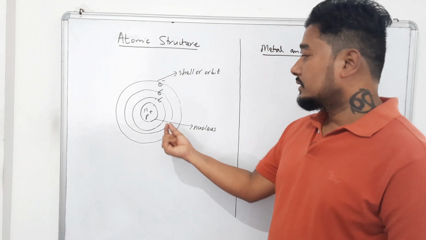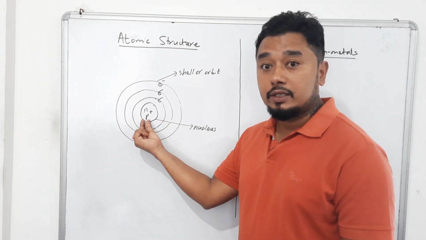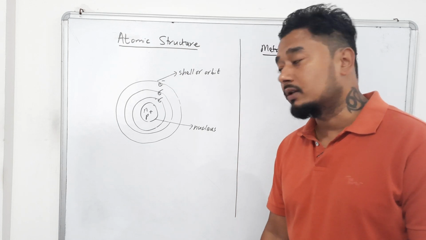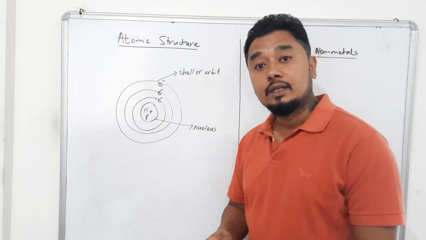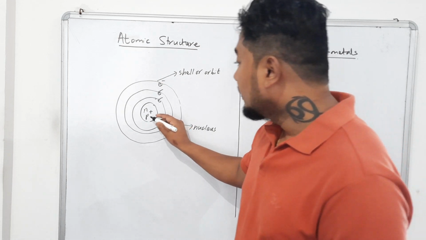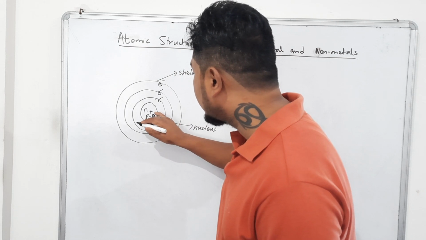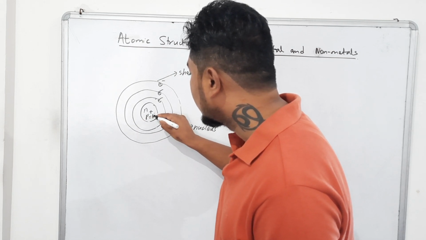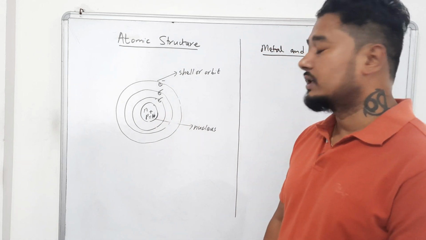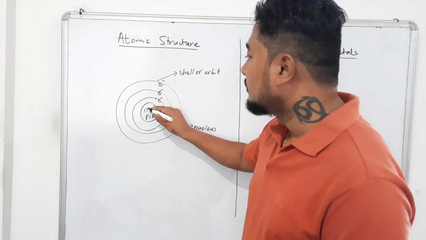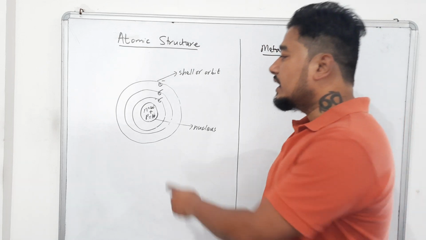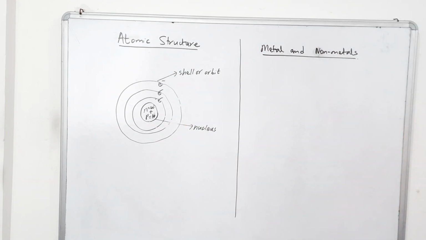Done? Now, suppose there are 10 protons inside the nucleus, and there are 10 neutrons inside the nucleus. Protons and neutrons will remain inside the nucleus. Hope you all are understanding?